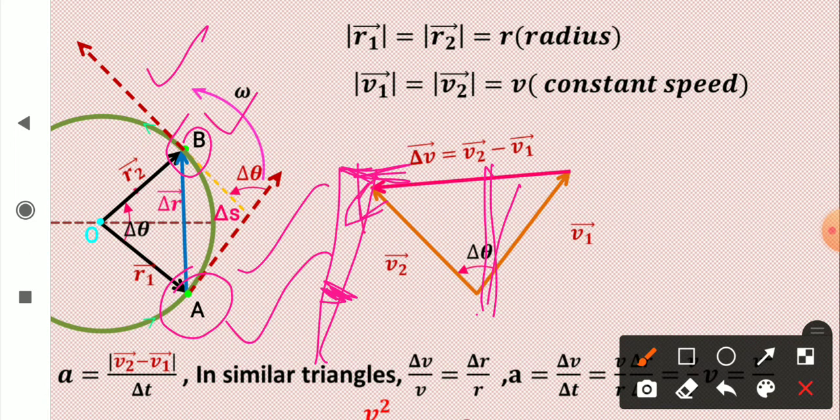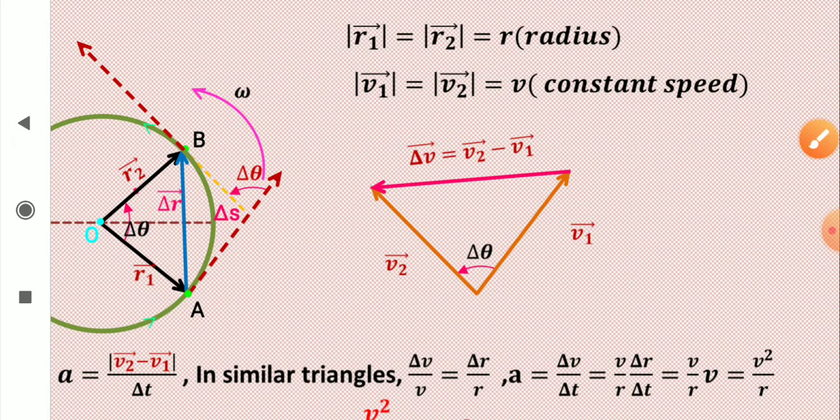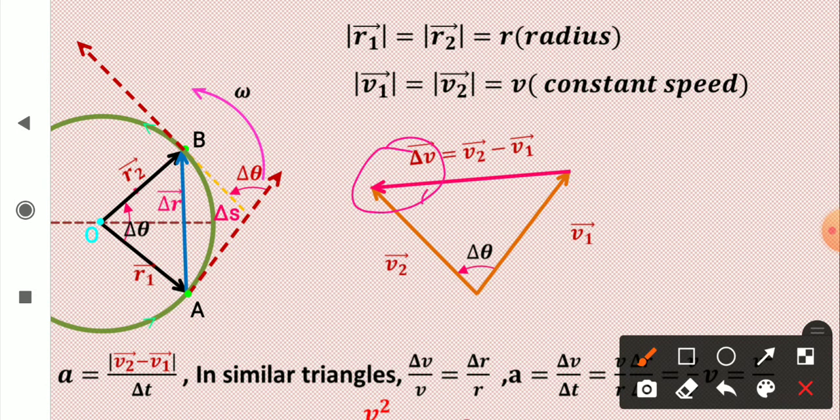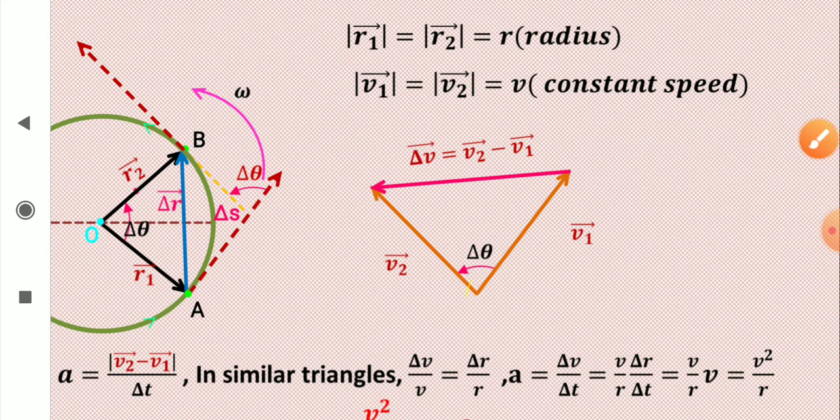And you know that angle between this tangent and this radius is 90 degree. That means this delta V should be directed towards the center. Radius center की तरफ होता है, तो delta V भी center की तरफ होगा. And look at this arrow. Arrow की direction center की तरफ जा रही है. तो that means acceleration भी center की तरफ ही होना चाहिए. So acceleration should be directed towards the center.